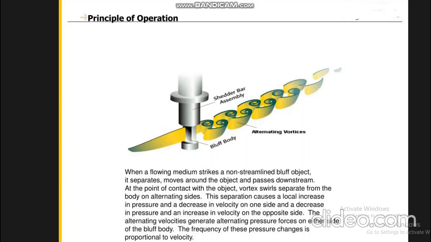So this is the principle it depends upon. When a flowing medium strikes a non-streamlined bluff object, it separates, as you can see in this picture, moving around the object and passing downstream. At the point of contact with the object, vortex swirls separate from the body on alternating sides. The separation causes a local increase in pressure and decrease in velocity on one side, and a decrease in pressure and increase in velocity on the other side. Yes, vice versa.